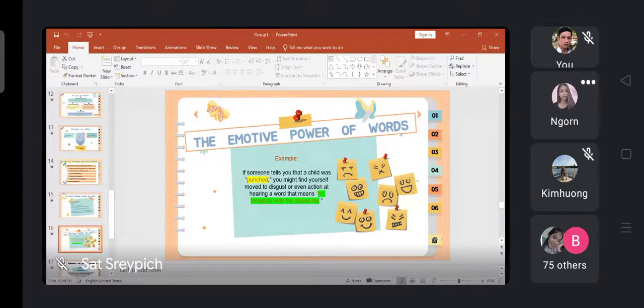And for the emotive power of words, the emotive power of a word can come from the word's denotation, or literal meaning. If someone tells you that a child was a brat, you might find yourself moved to disgust or even action, or hearing a word that means hit, thoughtfully with the cross words. But emotive meaning also comes from the word's connotation, the images and feelings that are associated with the word. These are also my points.